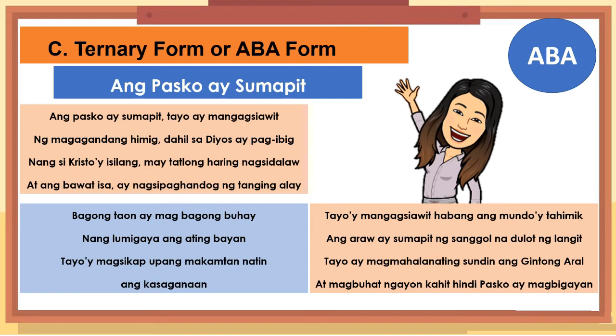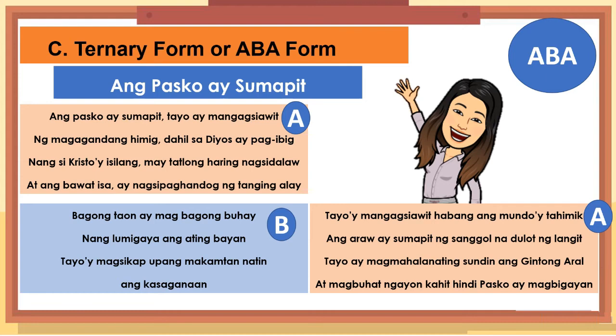Did you observe the song structure? There are three stanzas in that song. Notice that the first stanza and the third stanza have the same melody. That is why they are labeled A. The second stanza has a different melody, that is why it is labeled B. Take note of the order. It is A, B, A. And in that case, the song Ang Pasko Ay Sumapit is in ternary form.